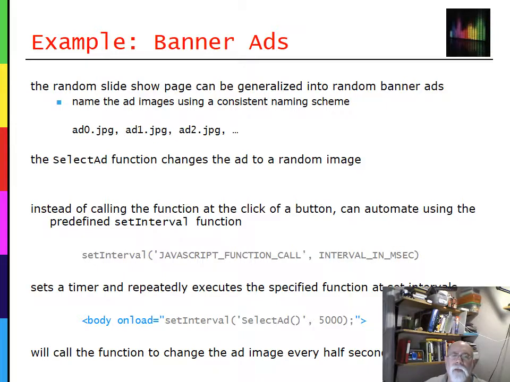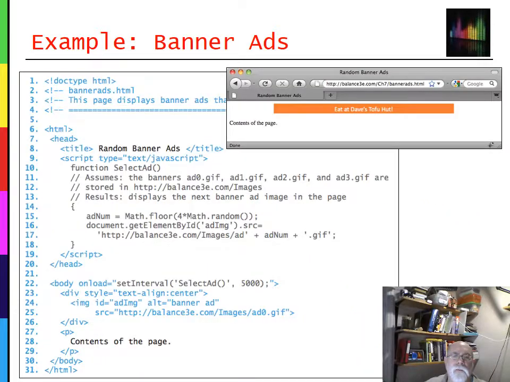Same thing for banner ads, can be generated this way. Again, using the body onload, changes the ad images in about half a second. That's how fast things are moving now. Now here's a banner ad that we're playing with, please type this one in also.